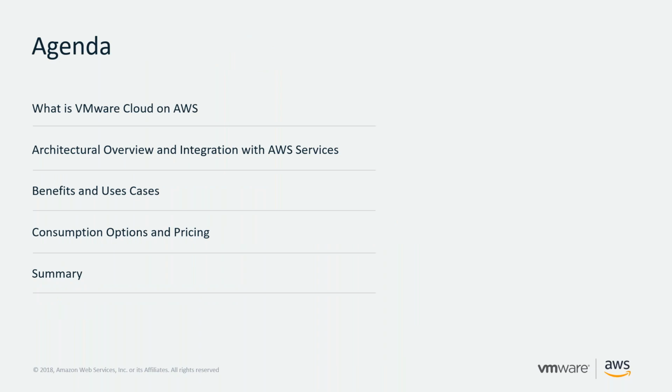So today's agenda, we're going to go over what is VMware Cloud on AWS, an architectural overview and integration with AWS services, the benefits and use cases, consumption options and pricing, and then lastly, we'll conclude with a summary, followed by a Q&A.